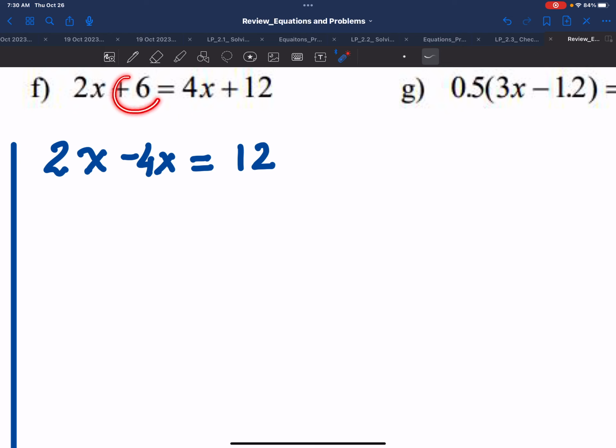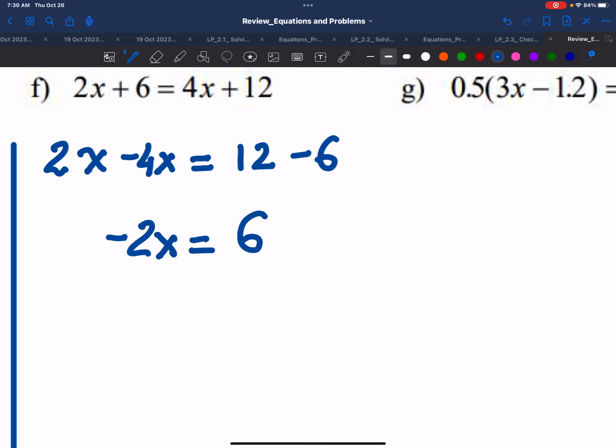Number 6 is on the left side. We want it to go to the right side, which means that we need to change the sign of it from positive 6 to negative 6. 2x minus 4x, negative 2x. 12 minus 6 equals 6.